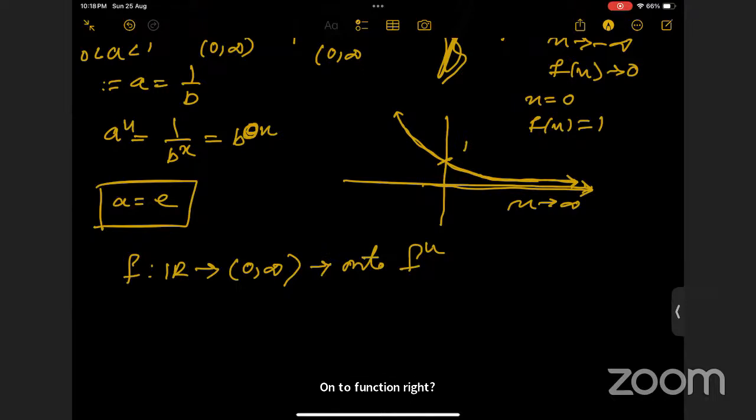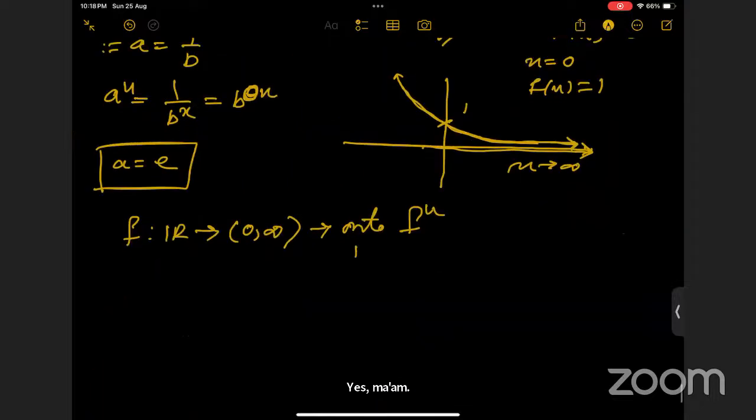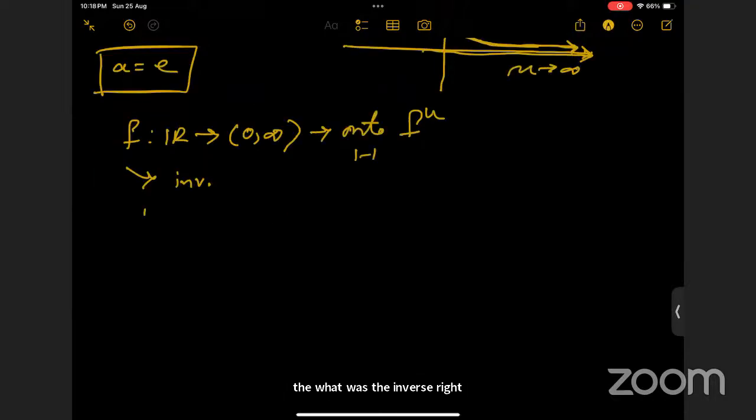And from the horizontal line test, we can also check that the function is one-one also, right? Yes, it's a bijective function. That means it is invertible, right? So it must have some inverse. And we know what the inverse was, right? Logarithm. Log base a of x, which is f inverse.